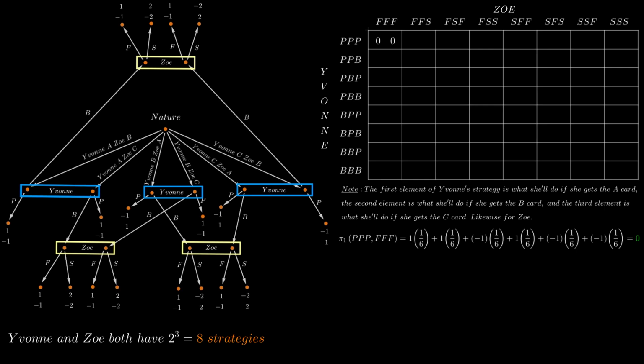In the pass bet and pass strategy profile, Yvonne's payoff is 1 times 1/6 plus 1 times 1/6 plus -1 times 1/6 plus 1 times 1/6 plus 1 times 1/6 plus 1 times 1/6 equals 4/6, which is 2/3. Zoe's payoff is the exact opposite, so 2/3 and -2/3. The 1/6 represents the probability of Yvonne receiving one card and Zoe the other, if you're wondering about that.